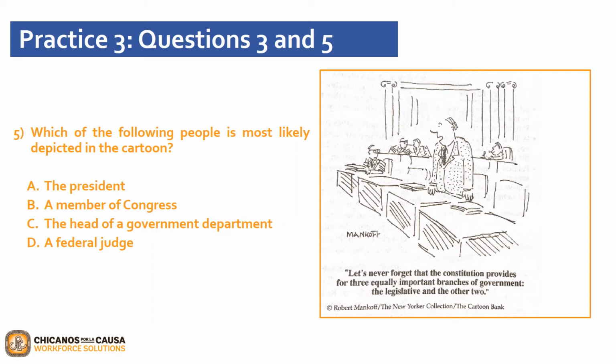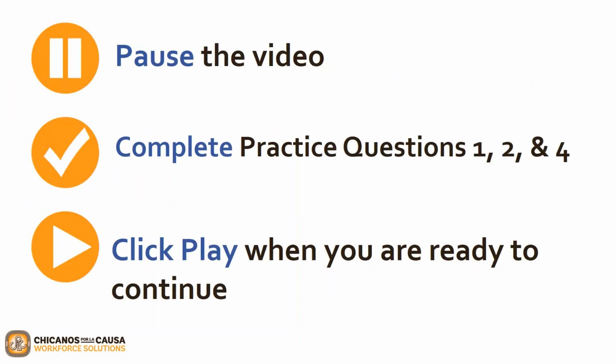Obviously, in this cartoon, he didn't want to mention the other 2 branches, which makes me assume that this person is a member of Congress. So if you chose B, you are correct. At this time, pause the video, complete practice questions 1, 2, and 4, and click play when you are ready to continue.